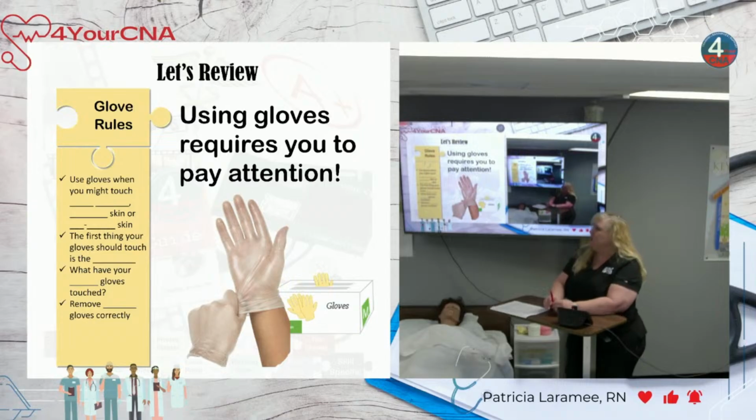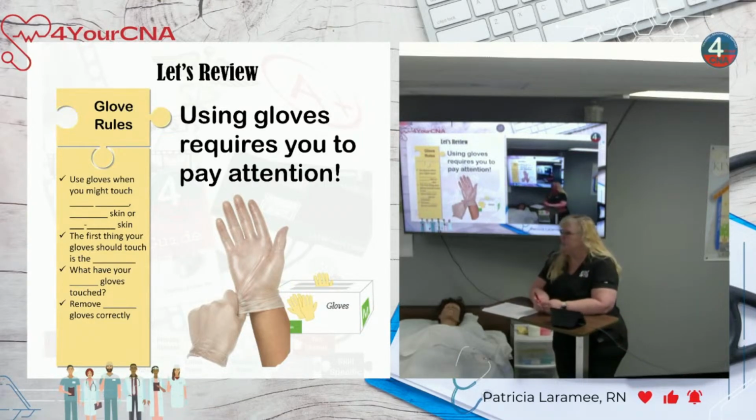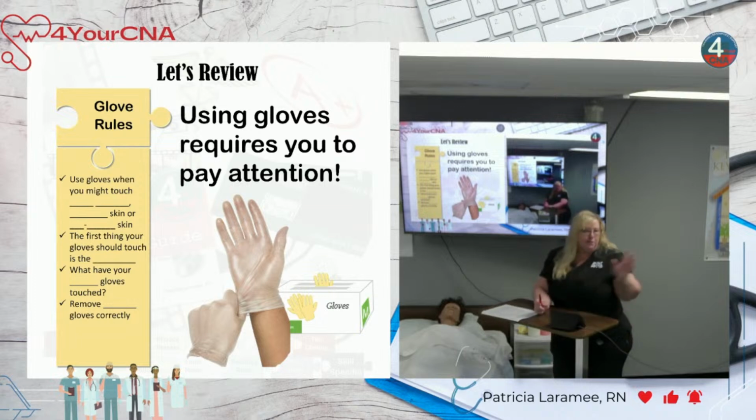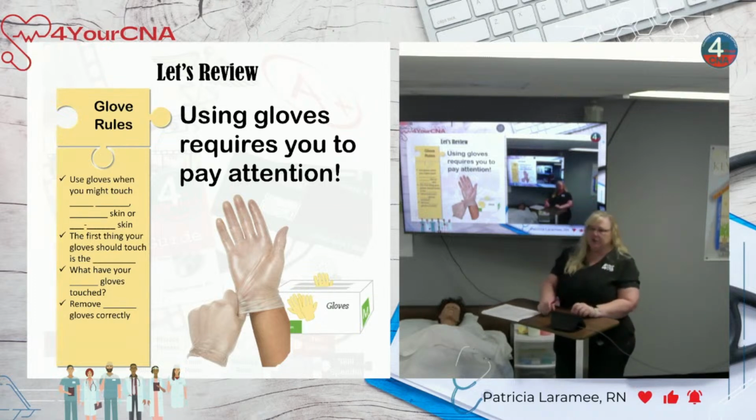All right. So if we do decide that we need gloves for this particular skill, what's the first thing they should touch? The patient. Should I touch my supply? Should I put them on to get my supplies? No. Should I put them on to put toothpaste on the toothbrush? No. So the first thing they should touch is the patient. So do all of your prep work first, then get your gloves on. Guys, when you're practicing, that's going to be the hardest step for you because everybody wants to put their gloves on too early. It's just kind of ingrained in us.